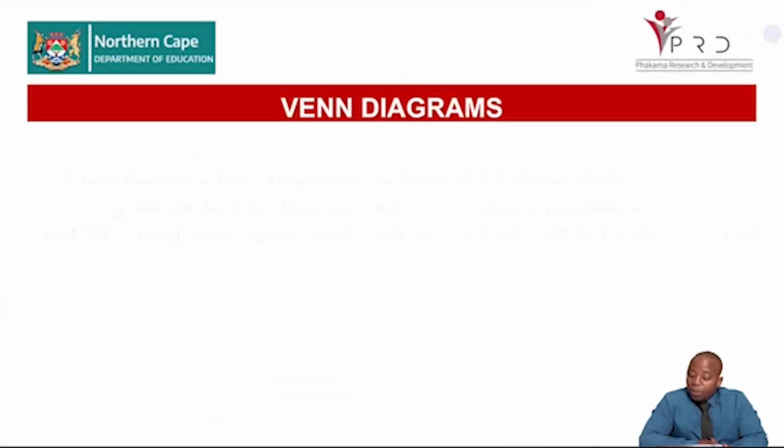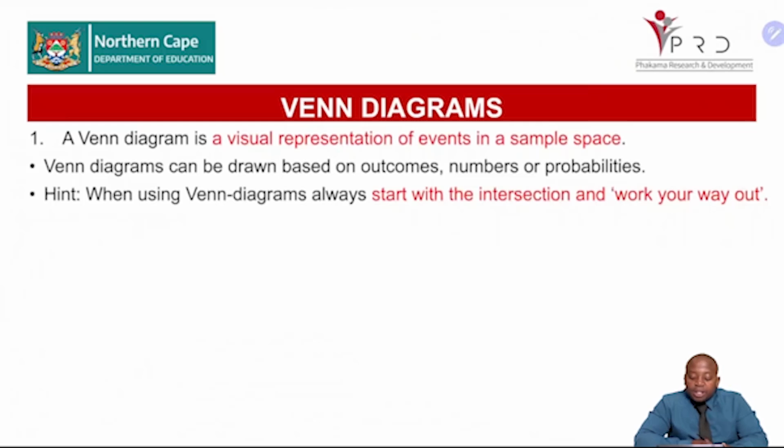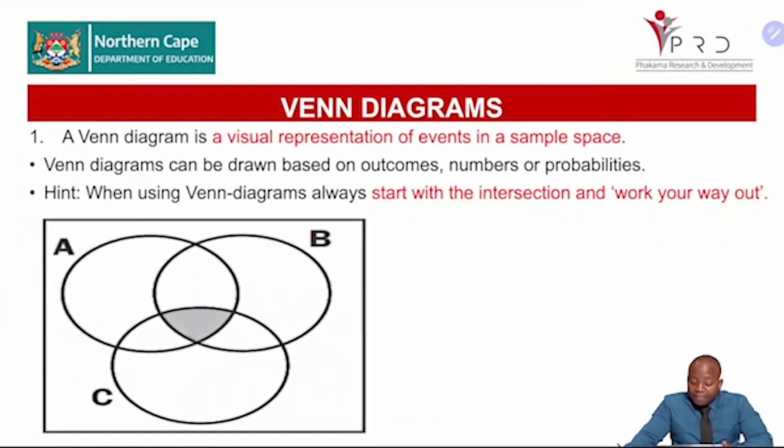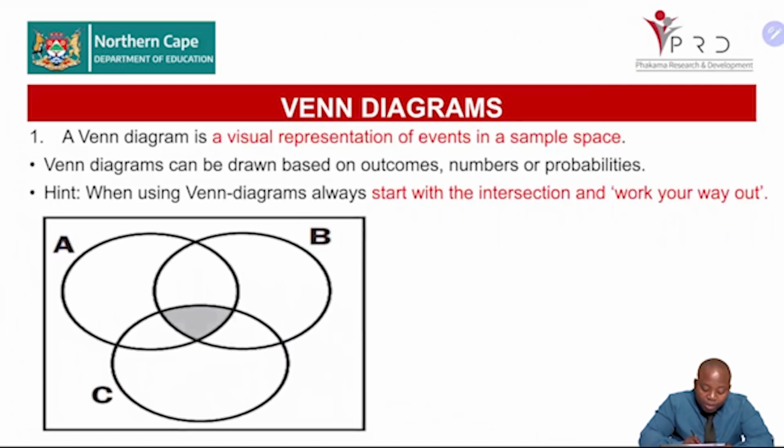Right. Now let's look at Venn diagrams. This is a simple visual representation of a sample space. Venn diagrams can be drawn based on the outcomes and numbers or probabilities. Hint: when using a Venn diagram, you always start from the intersection and work your way out. The Venn diagram we are going to focus on has 3 events occurring. We start from the intersection where all 3 events intersect. Remember, this is for the event C.